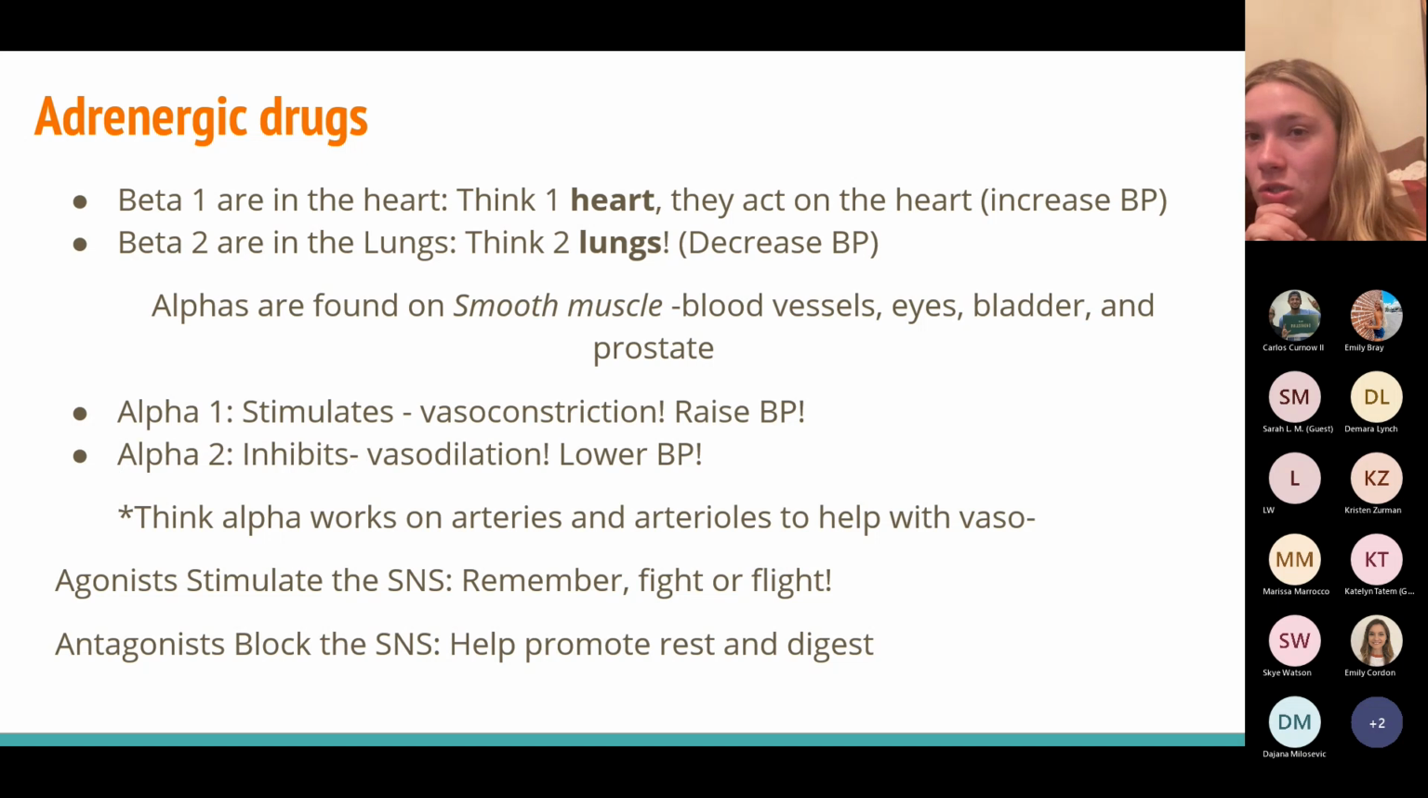When we think alpha 2, think inhibits. So this inhibits vasodilation. Remember our rest and digest phase, when our blood pressure begins to drop and we kind of begin to calm down? That is our alpha 2 working. Again, agonists stimulate the SNS, sympathetic nervous system, fight or flight. Antagonists block the sympathetic nervous system, help promote rest and digest.